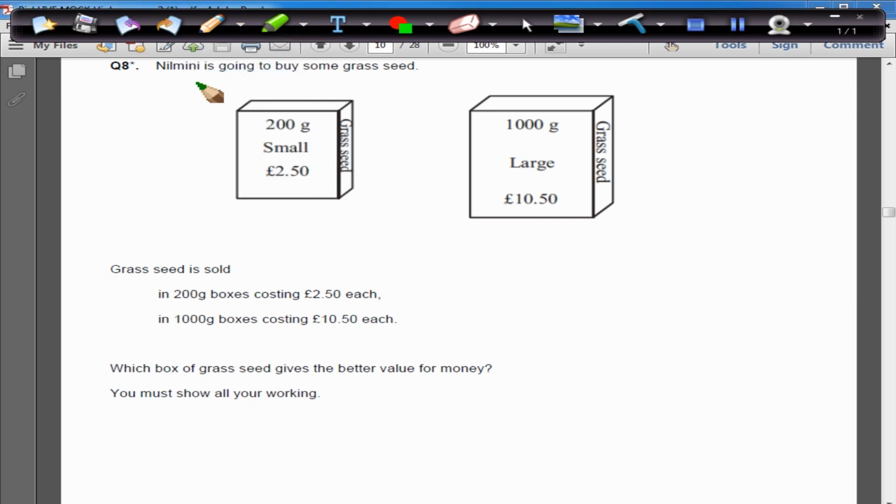Okay. So we need to work out how much each gram is costing us, is that right? Okay. So we have 200 grams, let's try the calculation over here. So we have 200 grams of the first one, it costs us how much, how many pence? 250 pence. And we got the other one, we have 1,000 grams. And that costs us how much? 1,050 pence.